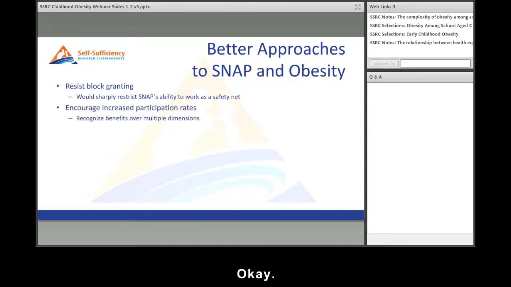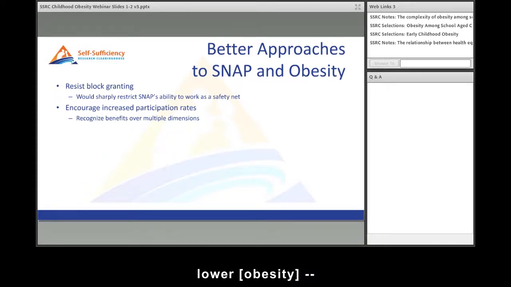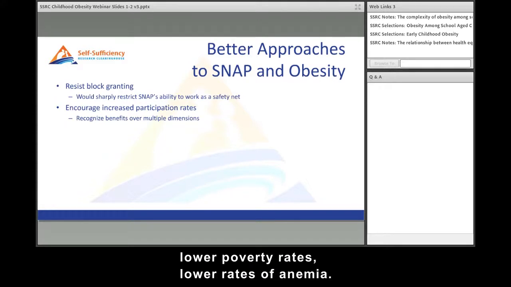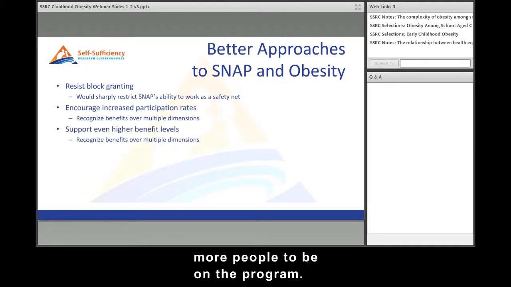The other thing is we should be encouraging increased participation rates. There are so many benefits associated with SNAP: lower food insecurity rates, lower poverty rates, lower rates of anemia. I could go on and on about this, but we should encourage more people to be on the program.